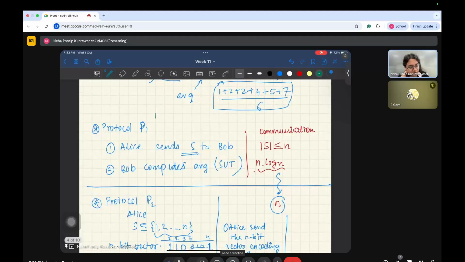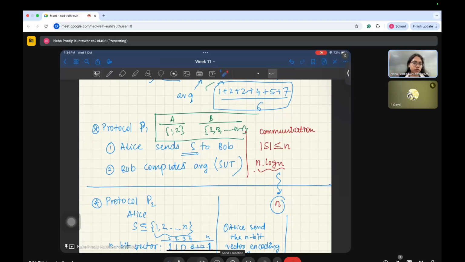Let's say Alice has input as just 1, 2, and Bob has some very large set 2, 3, all the way up to n minus 1. Then what is the cost of the protocol for this particular input? Alice will send 1 and 2.